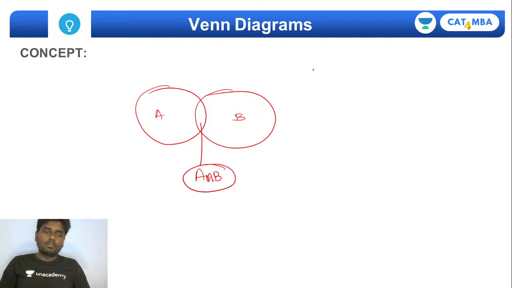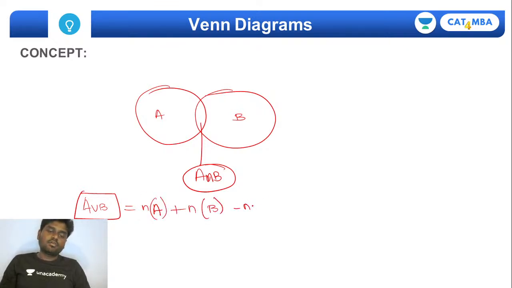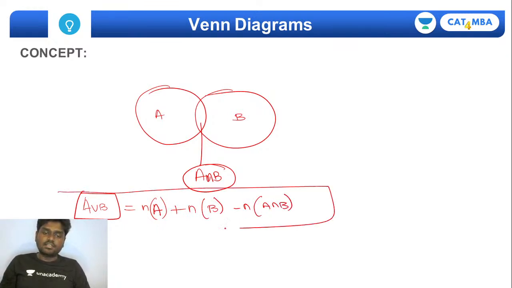And we have one more important thing called A union B. That is nothing but A union B is actually equal to N of A plus N of B minus N of A intersection B. So if you try to remove the intersection term from the wholesome term, you'll be getting the either-or. Union, U stands for union. That is nothing but the either-or kind of terms.